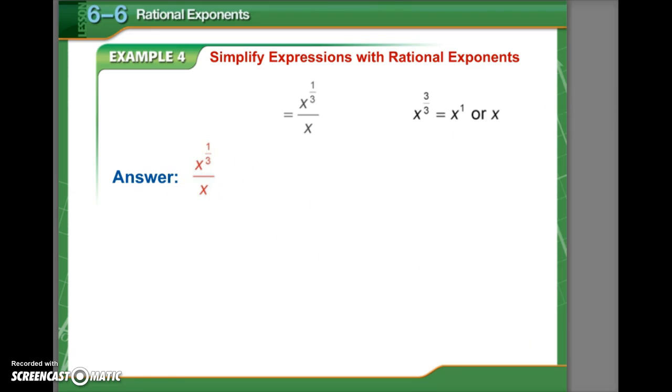And remember, just because we have a fractional exponent here, you could also write this as, if it's 1/3, it's the cube root. So the cube root of x over x. Personally, I think this looks nicer than this, but you're welcome to leave your answers with a fractional exponent instead of a root symbol.